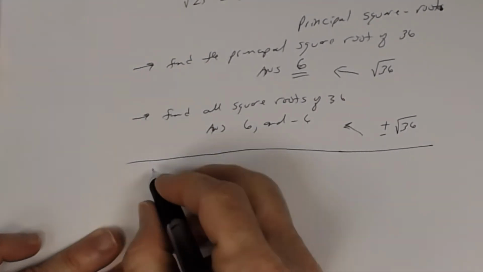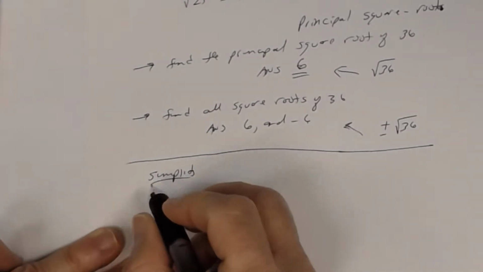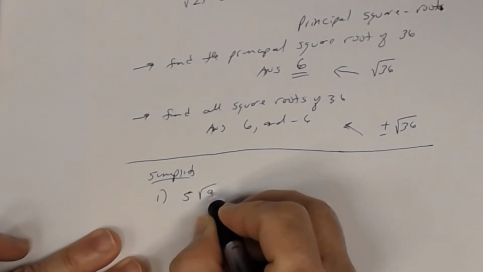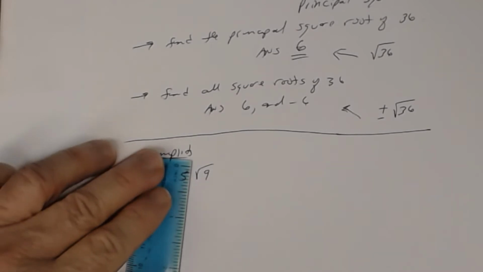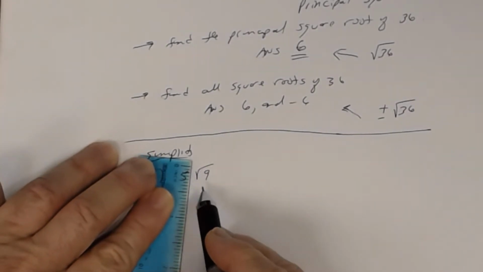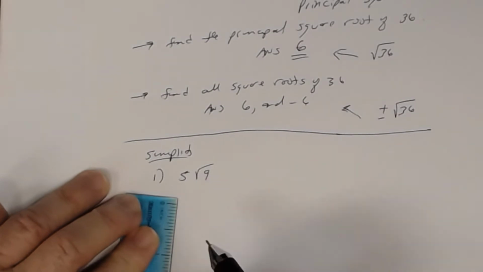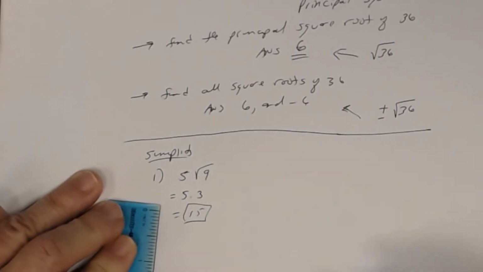What we want to do here, though, is simplify each of the following. So, for example, number 1, suppose we had 5 times the square root of 9. So don't let that confuse you. What you may want to do is cover up that 5 for right now and then think about the square root of 9. Well, we know that the square root of 9 is 3. And so we read this as 5 times the square root of 9. So that becomes 5 times 3, which is 15. So the answer is 15.